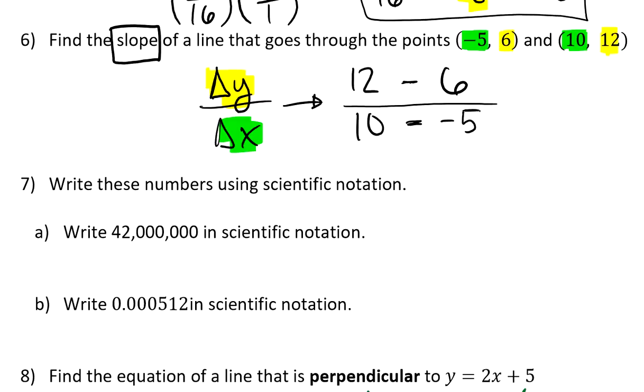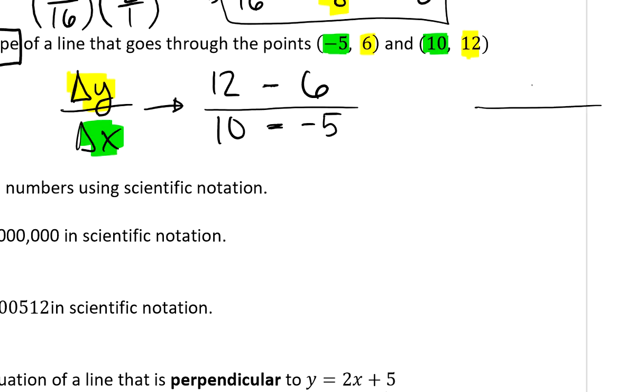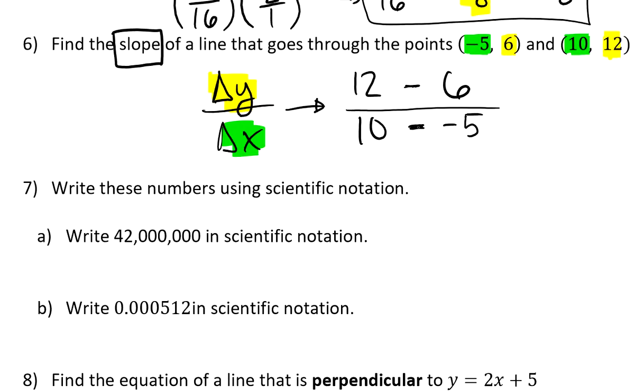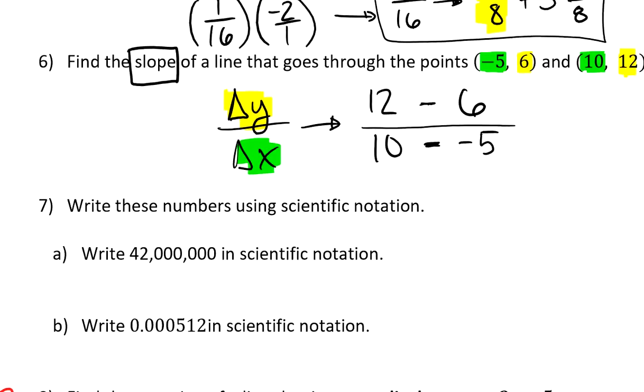Now the reason why I like writing it as a numerator over a denominator, a difference for each, is that when I see that it's a 10 and I'm subtracting a negative 5, I get this double negative and I'm aware of the fact that I'm subtracting negative 5. So in my numerator, 12 minus 6 is 6, and in my denominator, 10 minus negative 5 is 10 plus 5, which is 15.